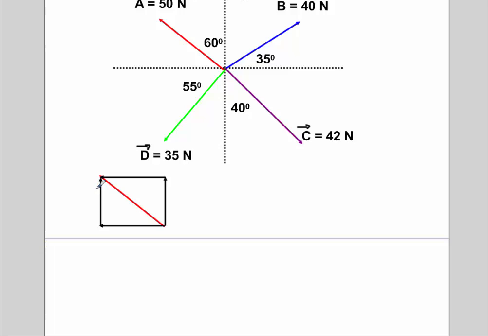Now since this goes up, we're letting anything that goes this direction up be positive, anything that goes down be negative, anything that goes to the right be positive, anything that goes to the left be negative. So if we look at this, we will have positive and negative here. So we'll just start right now defining the components of A.